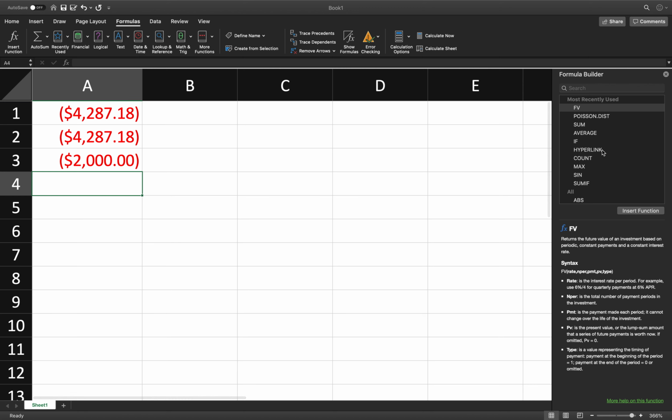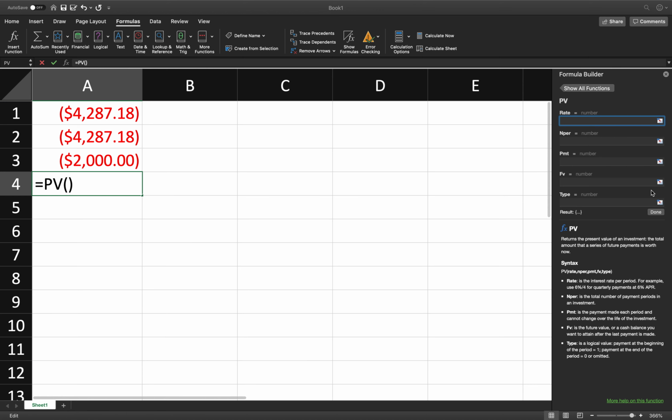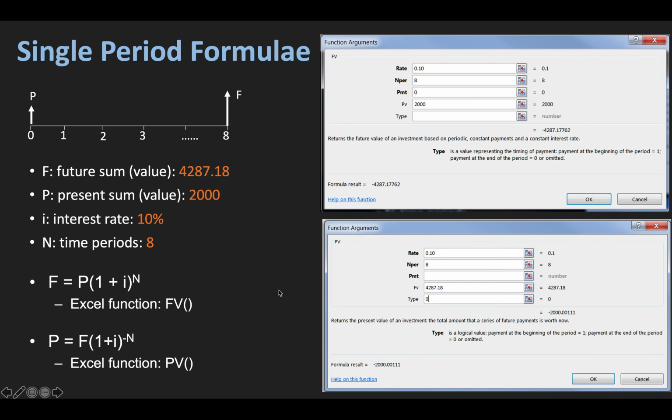The way you do this is the same. You can come here and find the present value function, PV, and put in the same information to get the result. It gives you $2,000. It's the same thing. So it's very handy to use this.